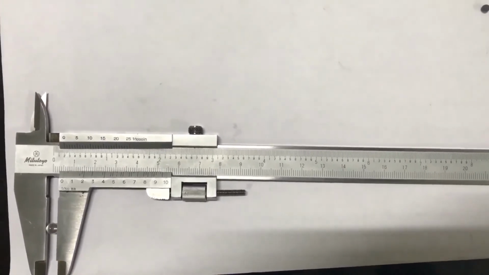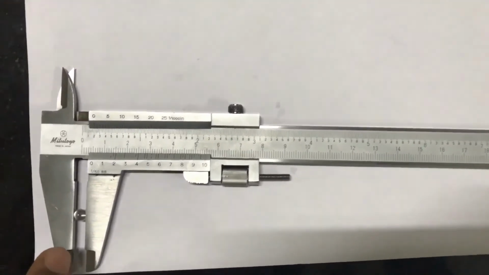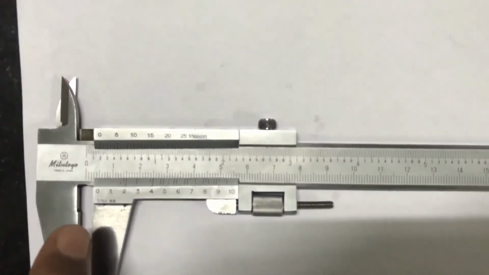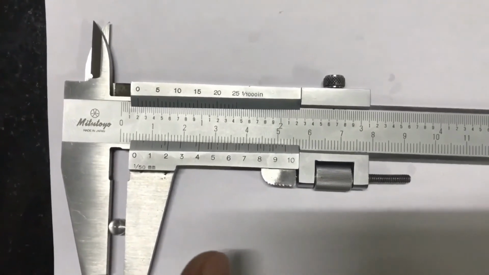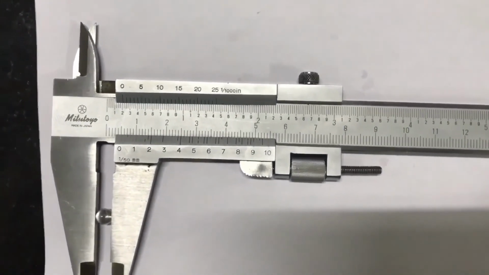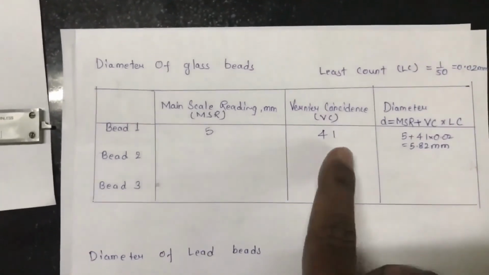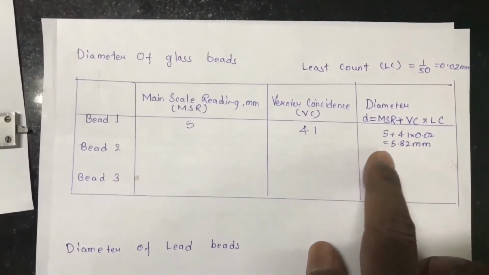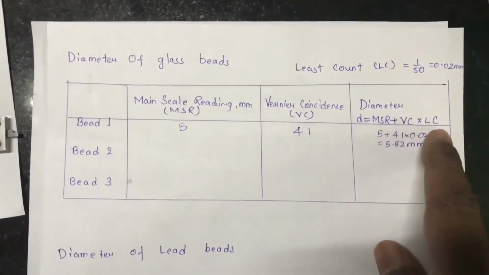Okay, first thing is to place the bead into the vernier, and we have to note down the main scale reading. For example, the main scale reading for this particular bead is 5 mm. Then note down the vernier coincidence value, and for this bead size the vernier coincidence is 41. Now we will note down these two readings on paper, and we will calculate the diameter of this bead using the formula: diameter is equal to main scale reading plus vernier coincidence multiplied by least count. So this way we will get the diameter of the bead.